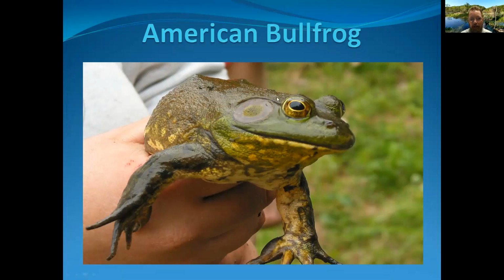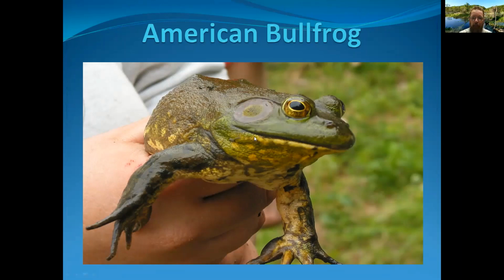This structure right here, behind the eye, that looks kind of like a circle or a donut, that's called the tympanum. And that's the frog's ear. That's basically the eardrum that's right on the side of its head. So in the male bullfrog, the tympanum is as large or larger than its eye. And in the female bullfrog, it's smaller than the eye. So apparently male bullfrogs, very good listeners.